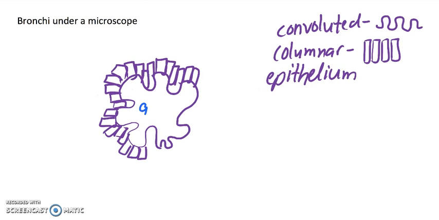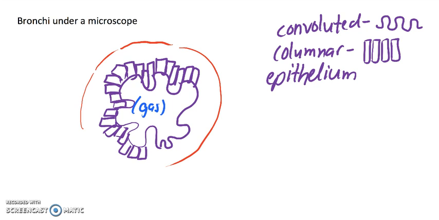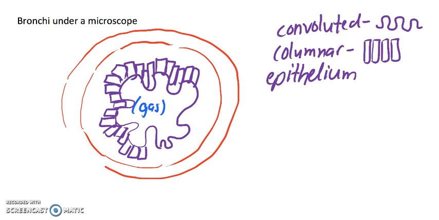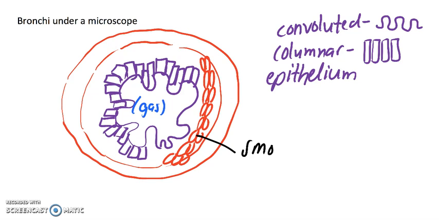So here on the inside, you can expect to see gas, but there's nothing actually there visually. And then surrounding that, we will have some smooth muscle on the outside of that. We will have some smooth muscle surrounding this bronchi. This is smooth muscle, to help contract.